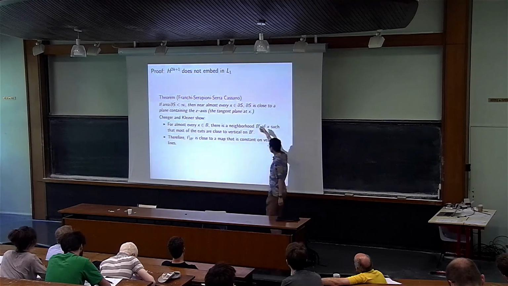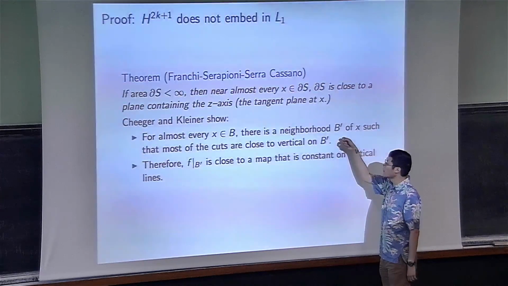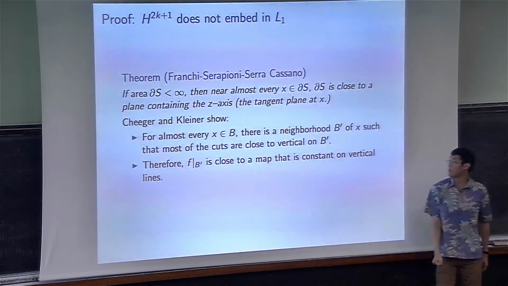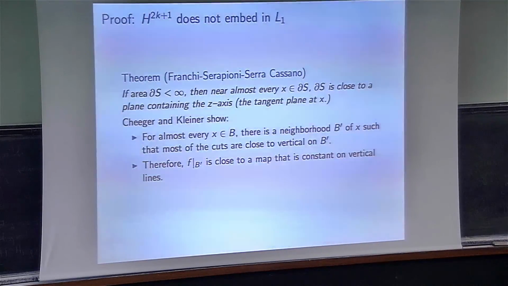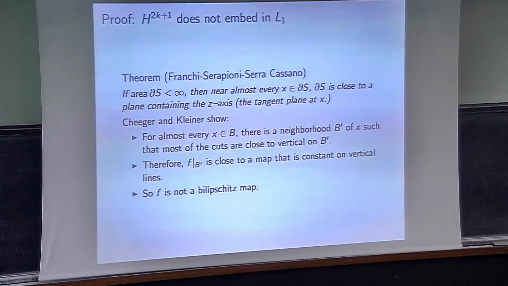So if all the cuts on B prime are close to vertical, then that means that the restriction of F to B prime is close to a map that's constant on vertical lines. And so in particular, that means that F has to nearly collapse these vertical lines, and that means that F can't be a bi-Lipschitz map. So we can take an embedding, represent it in terms of a sum of cuts, do some analysis on the boundary of those cuts, and use that to show that the Lipschitz maps from the ball to the Heisenberg group have to collapse vertical lines at least to some degree.